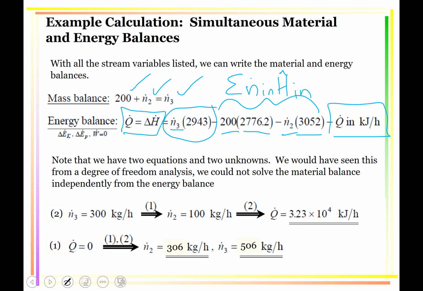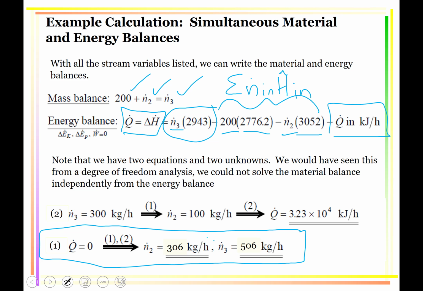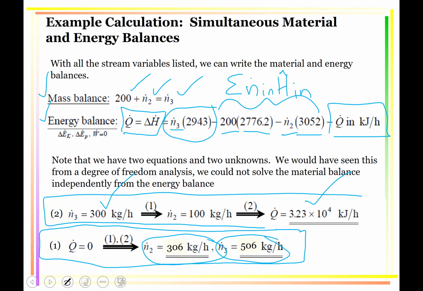Now, the two questions that I asked you were, the first one was, if no heat is added to the mixer, then what must N dot 2 and N dot 3 be? That's essentially solving these two equations as they are written. The second question was, let's say we need 300 kilograms per hour of stream 3, then we have to add heat. And so this is answering the second question that I had posed on the other slide.